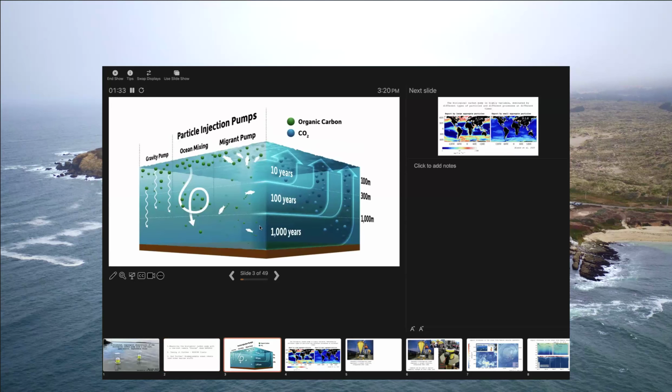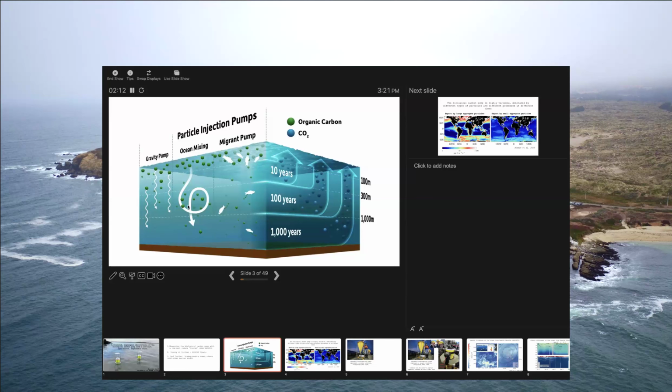So I study the biological carbon pump. This is the process by which carbon from the atmosphere is taken up by phytoplankton in the surface open ocean, represented by the green dots here. And then there are various pathways by which that organic carbon makes it into the interior ocean. One of the biggest pathways is the gravity pump or the sinking pump, by which dying or dead phytoplankton or fecal pellets begin raining out of the surface into the interior.